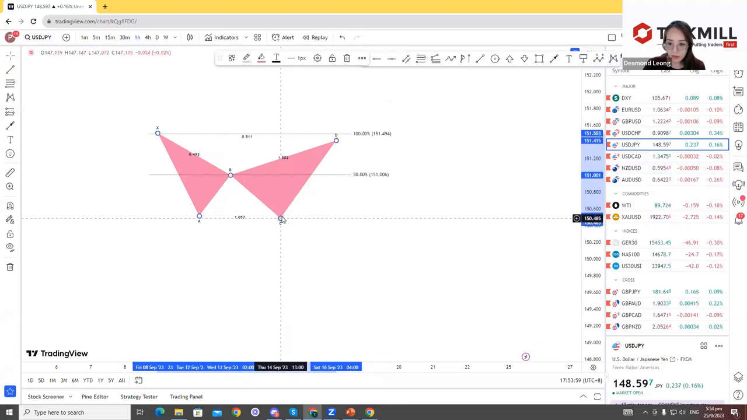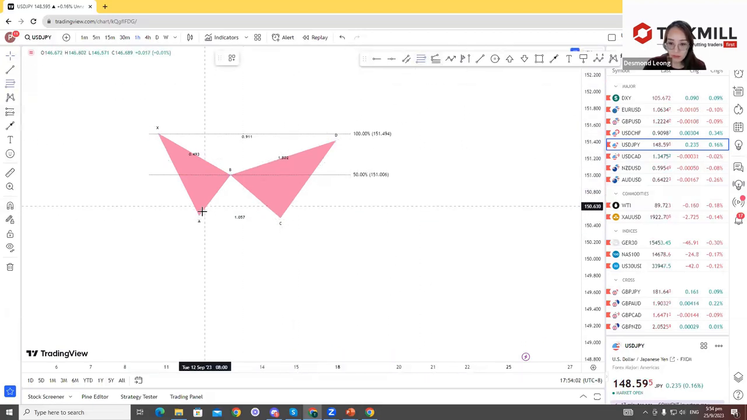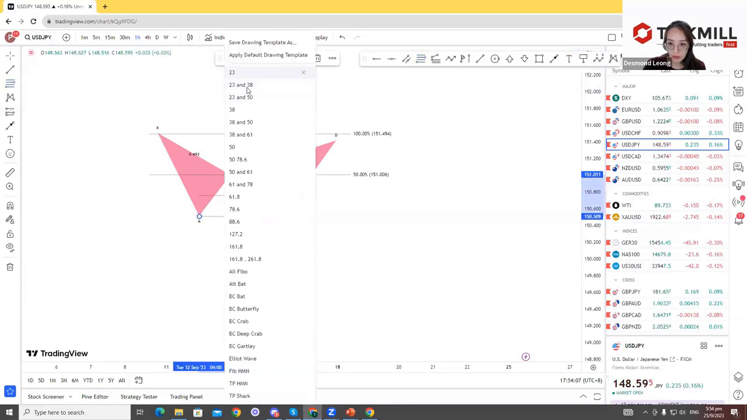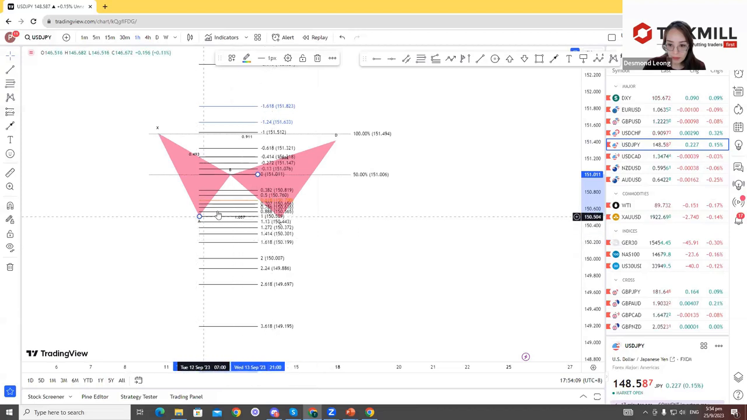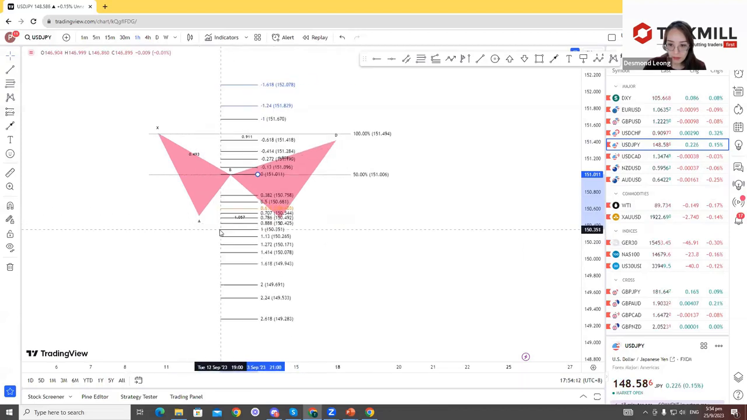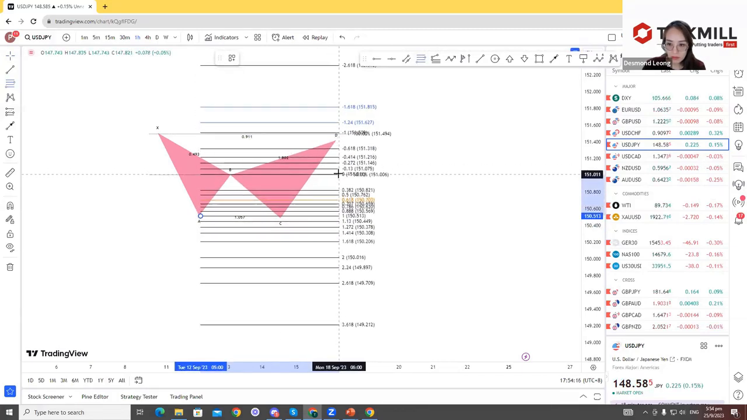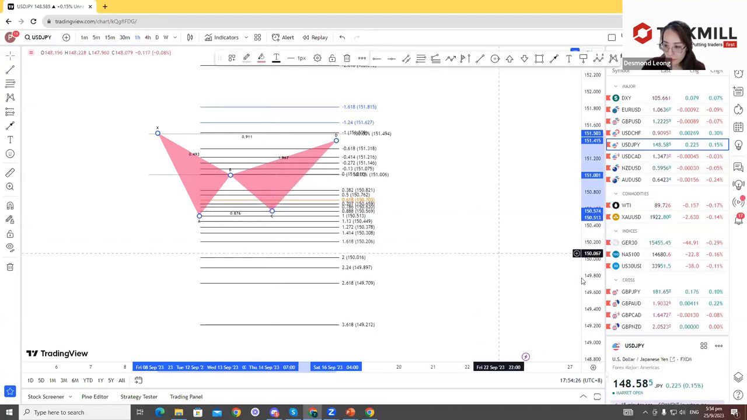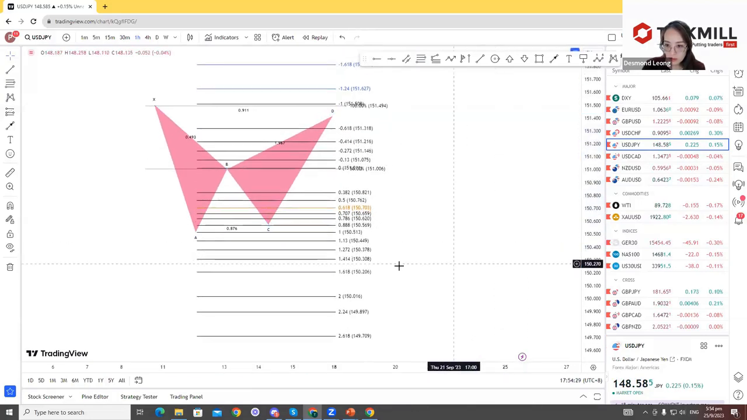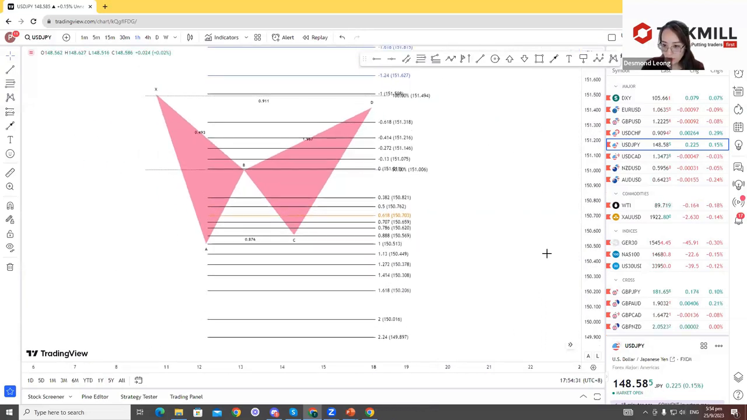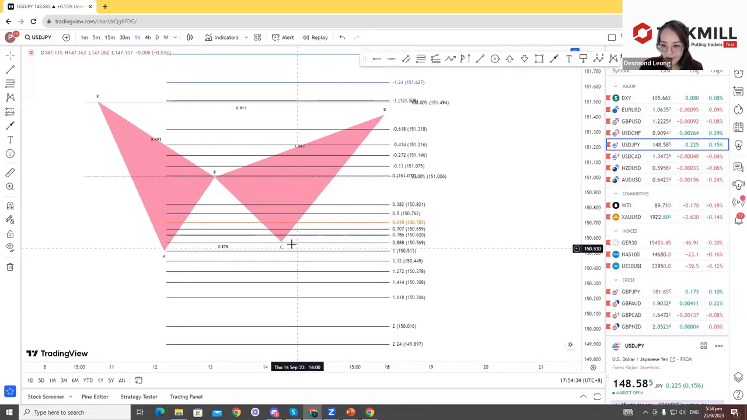How do you get the C point here? You draw Fibonacci from your A to B. I'll turn it off. You guys can see from A to B, the C point has to retrace. Price cannot go below the C point. Let me zoom in for you to see. Maybe make it a bit bigger, it's too small, I also cannot see.